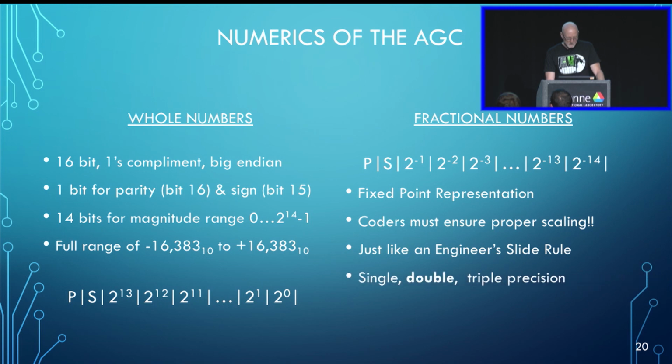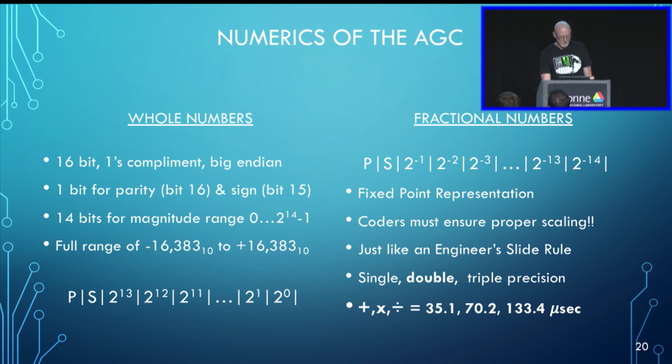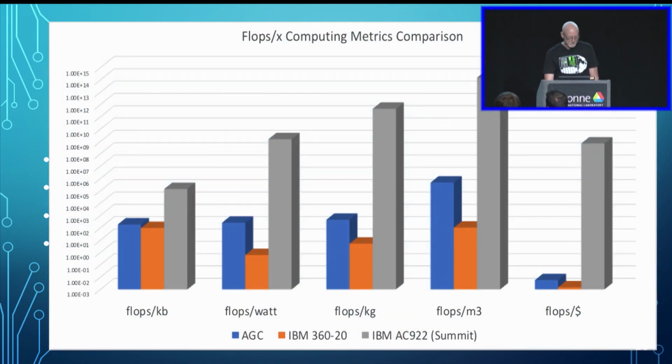Basically, they supported single, double, and triple precision fractional numbers, and these are the addition, multiplication, and division times of the Block 2 AGC. It's probably more interesting to look at this data.